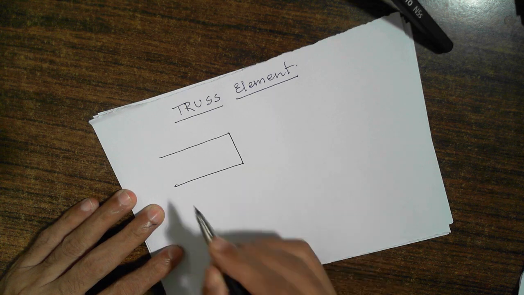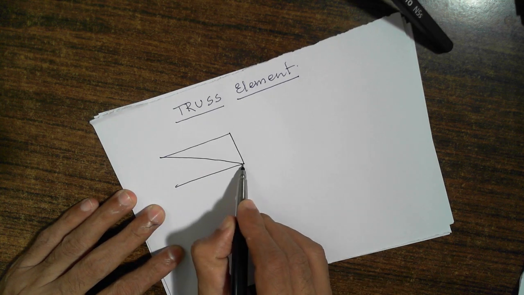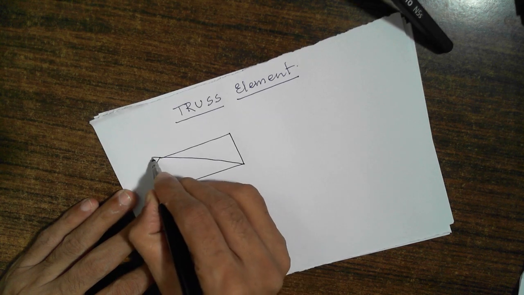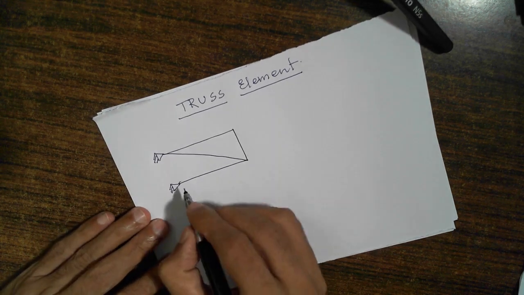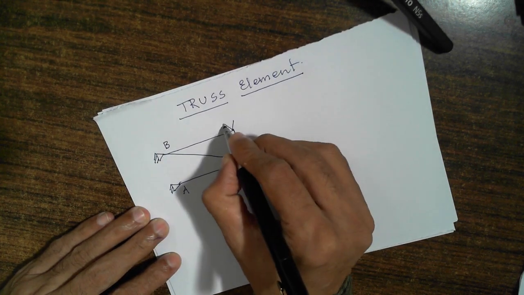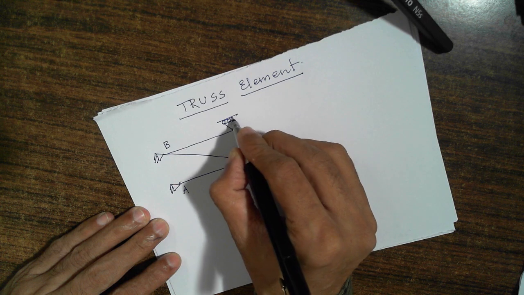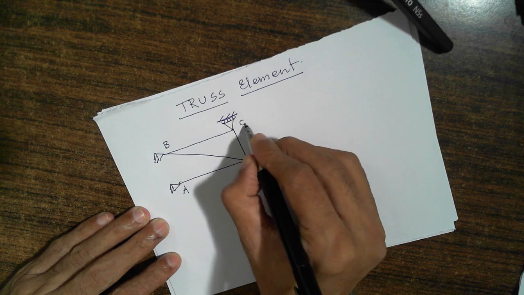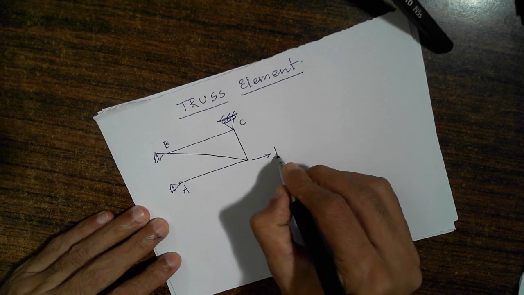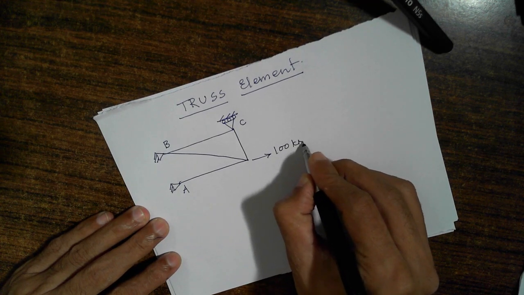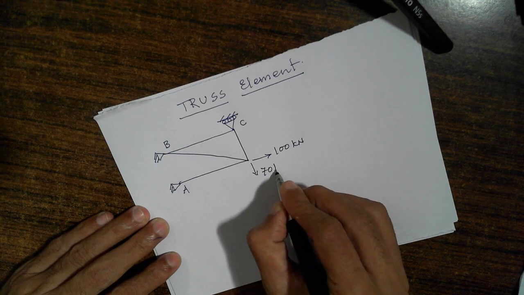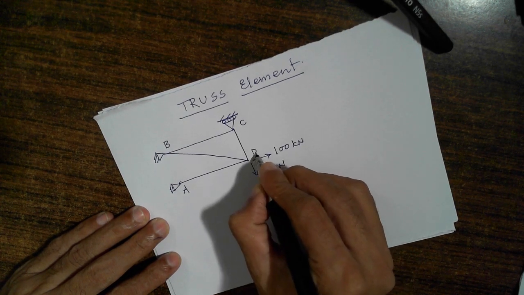So this is a truss ABCD, which is hinged at supports A and B, and a vertical roller is provided at support C, and this is loaded with a load of 100 kilonewton and 70 kilonewton at joint D.